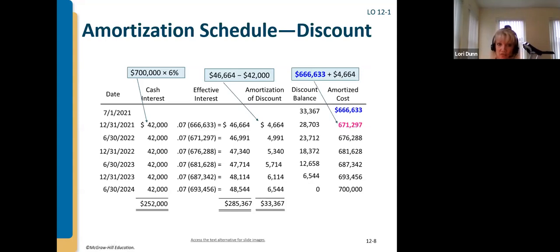Going into the second interest payment, which would be 6/30/2022, $42,000 is the amount United will receive. They'll recognize interest revenue based on the new carrying value of the bond at the beginning of the interest period, $671,297, 7%, $46,991. The difference between the cash they actually received and the amount of interest revenue they are recognizing is how much is coming out of the discount on bond investment.